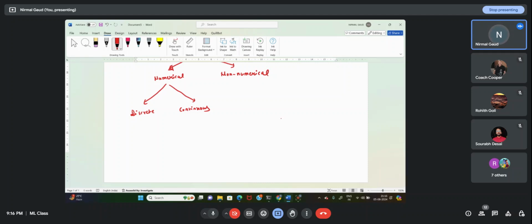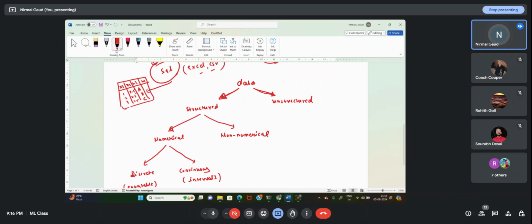Discrete means countable. Any number which we can count is said to be discrete in nature. However, any number which we cannot count, that is continuous, and we have to represent this data in intervals. So countable is discrete, non-countable is continuous. That's what I have shown you above.